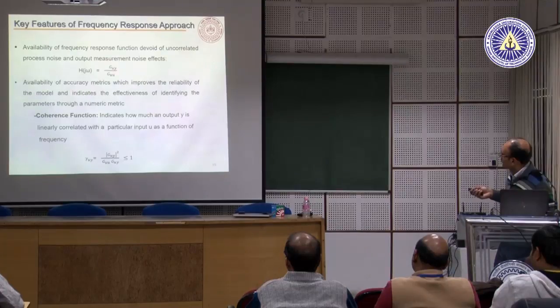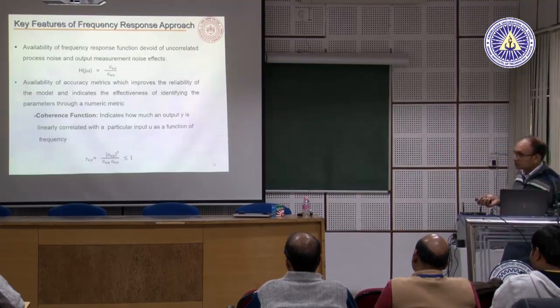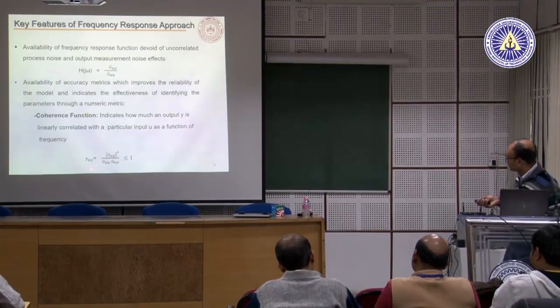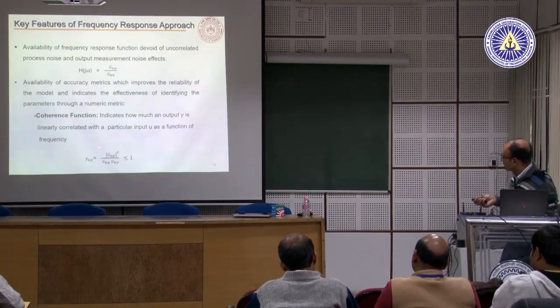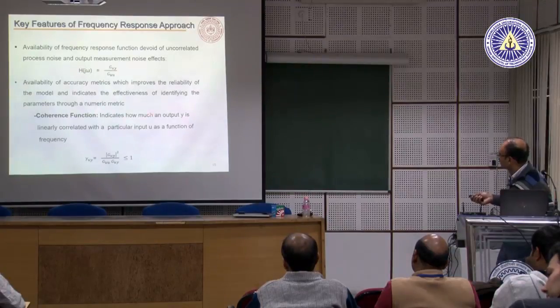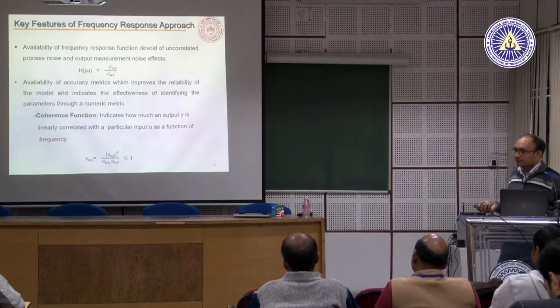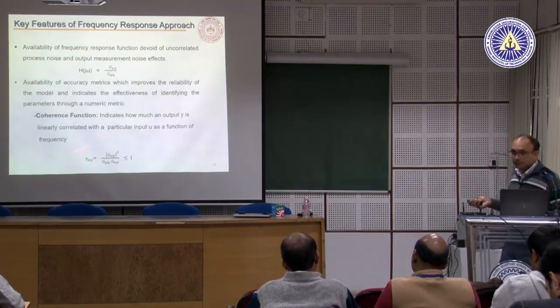Once we have the information for G_uy and G_uu, we can also define something called the coherence function. This coherence function is defined mathematically like this. It is denoted by gamma_uy squared, which is equal to the magnitude of G_uy squared divided by G_uu and G_yy. What this indicates is how much an output y is linearly correlated with a particular input u as a function of frequency. So this is basically a measure of that.